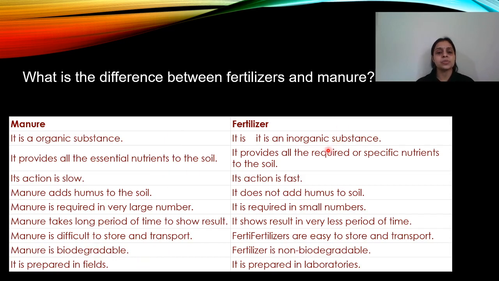Coming to fertilizers, these are basically inorganic substances which provide all the required and specific nutrients to the soil, and the action is very fast. It does not add humus to the soil and is required in smaller quantity, and it shows results in a very short period of time. These fertilizers are easy to store and transport, they are non-biodegradable, and they can be prepared in laboratories. Industries prepare these fertilizers.